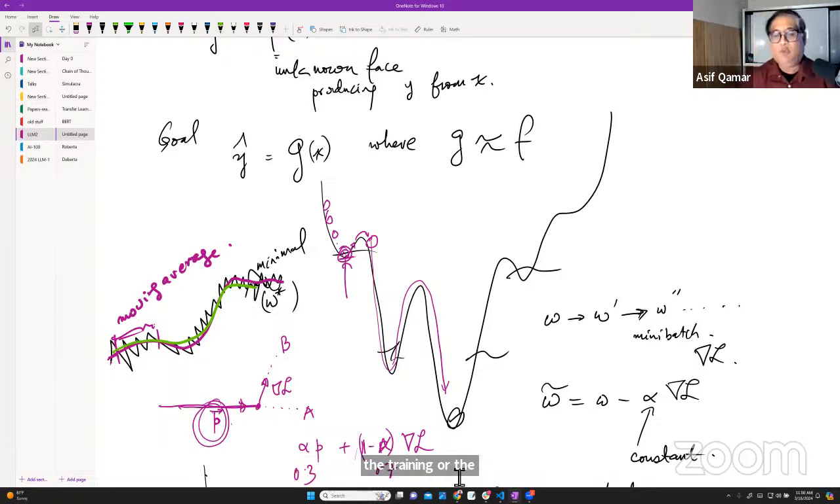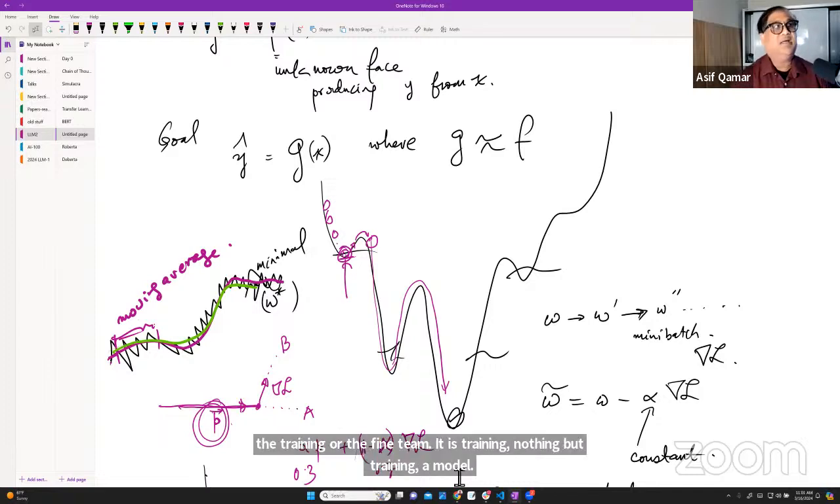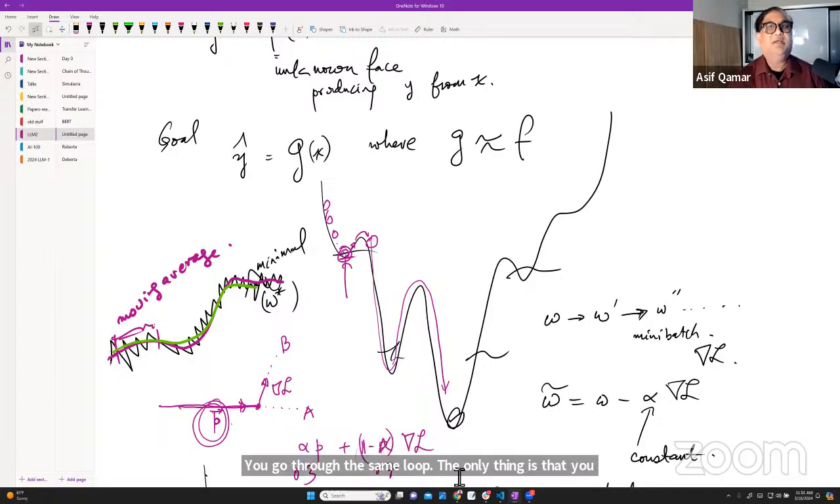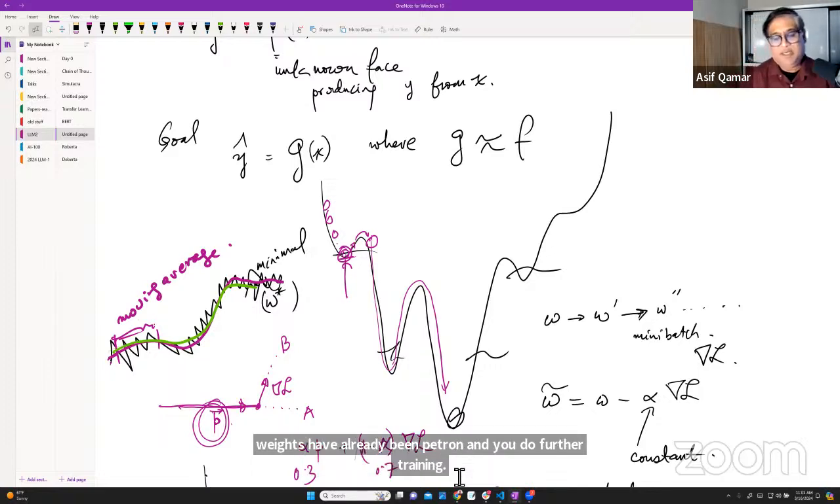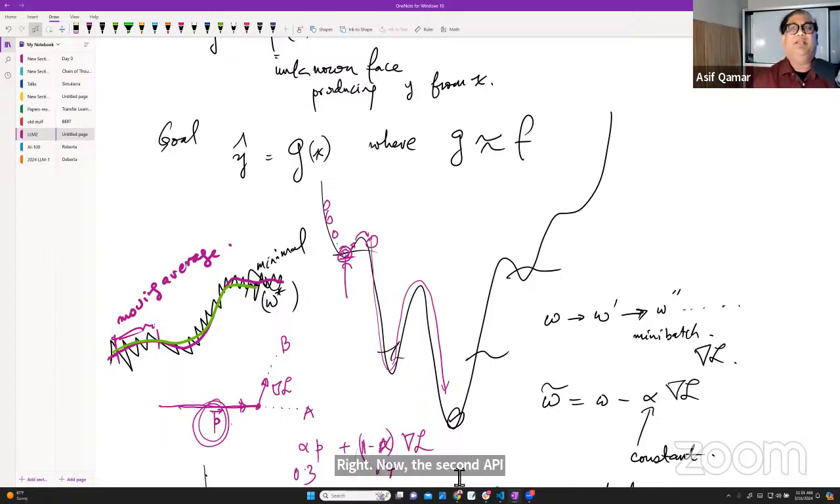You go through the same loop. The only thing is that you don't start with a model that has randomized initialization, but you start with a model whose weights have already been pre-trained, and you do further training. Right. Now, the second API, and this becomes a very low level API.